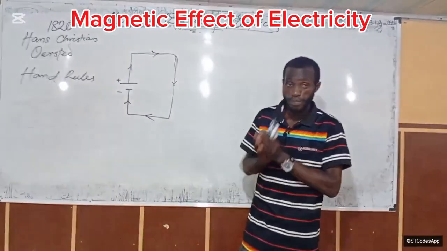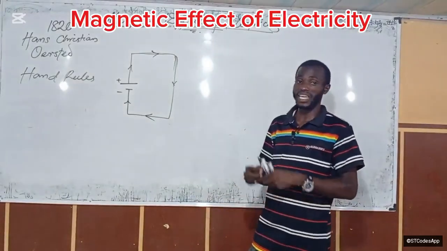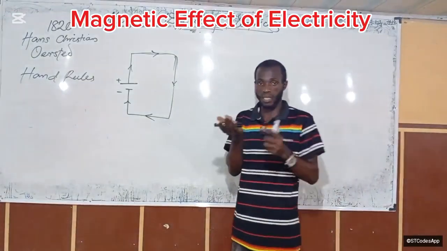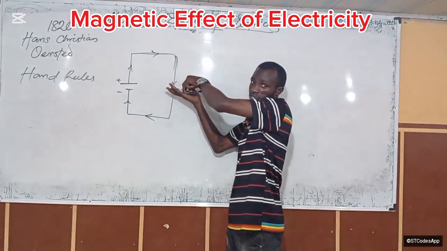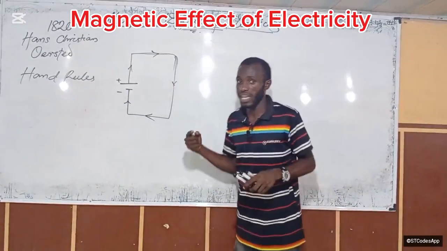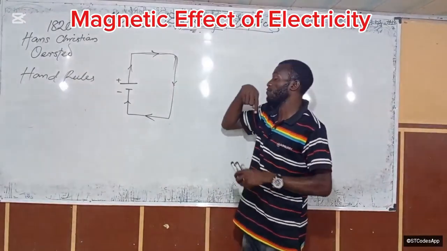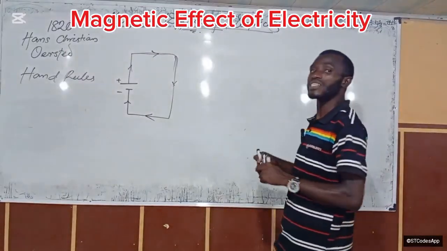So for this case, the most basic hand rule that we're going to be using is the one that we use to check the direction of deflection of that compass. Is that okay? So once I stretch the compass towards it, it's going to deflect in a particular direction. Is that okay? So what we noticed was that the magnetic field was actually around it. So with that, we have the first right hand rule.